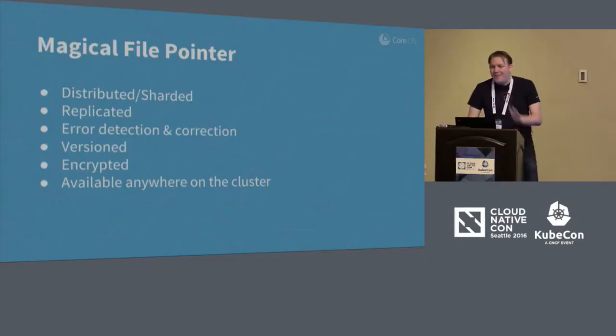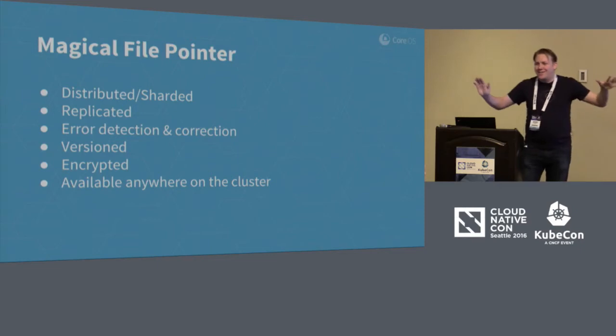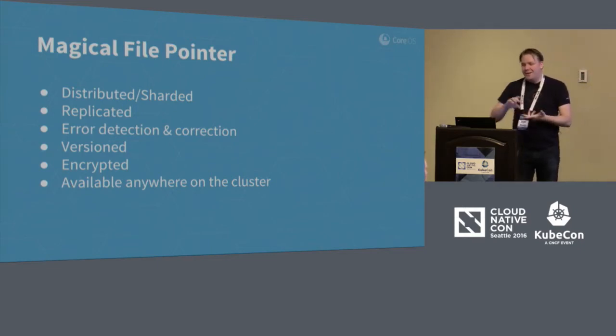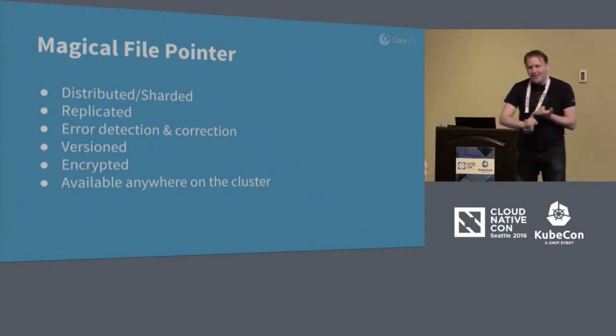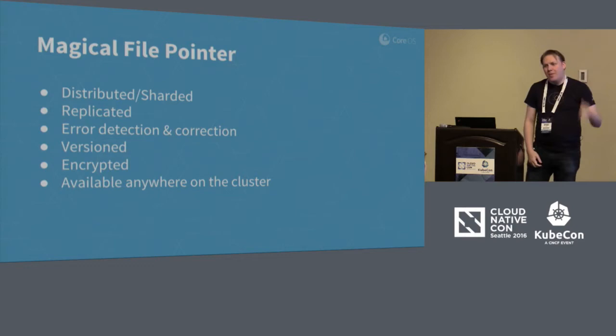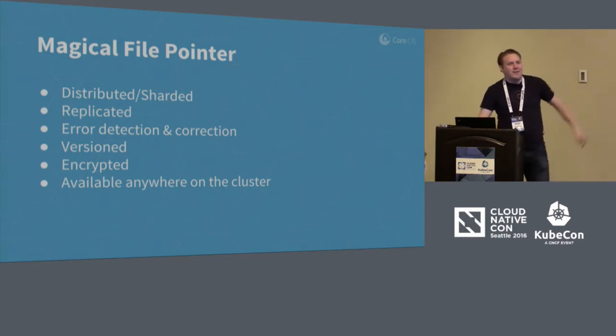And if it were an open community platform to abstract persistence across a cluster of servers, using etcd as a lock server, following the rest of the pattern that we have been noticing. So what we'd really, really want, right, is some sort of magical file pointer. Something in the cluster that stored bits that was distributed, sharded, replicated, error detected, error corrected, versioned, encrypted, and available everywhere. That's the goal, right? That's the thing we want to be able to build.